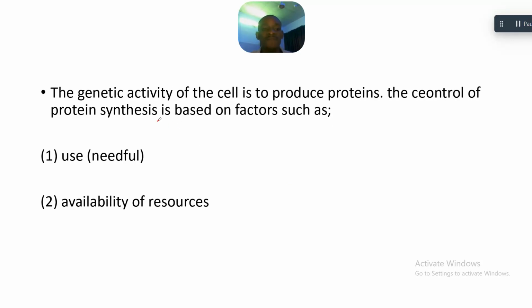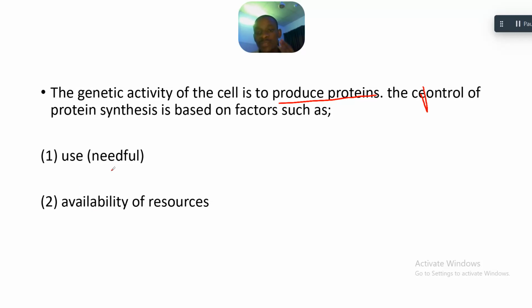First, the genetic activity of a cell is to produce proteins. The control of protein synthesis is based on factors such as: is the protein needful, and the availability of the resources. This protein is useful, but do we have the resources to actually create this protein that we are talking about?